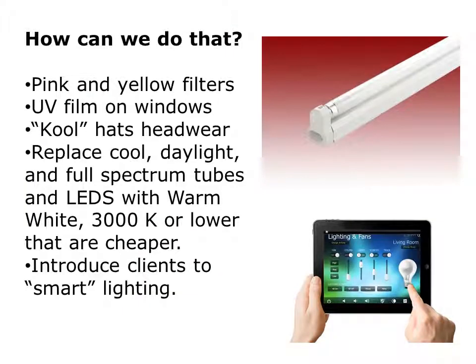So how do we do that? Well, we can use pink and yellow filters, and by filters I mean these things that look like sunglasses. Or sometimes filters are pieces of vinyl or gel that we can put over the fluorescent tubes or bulbs. We can use UV films on windows to filter out the ultraviolet. We can ask our students to wear cool hats.